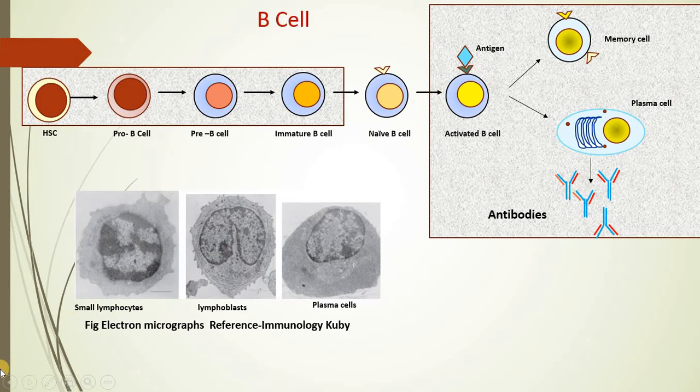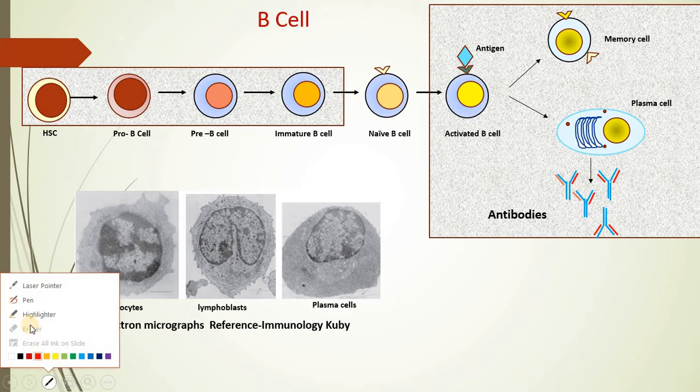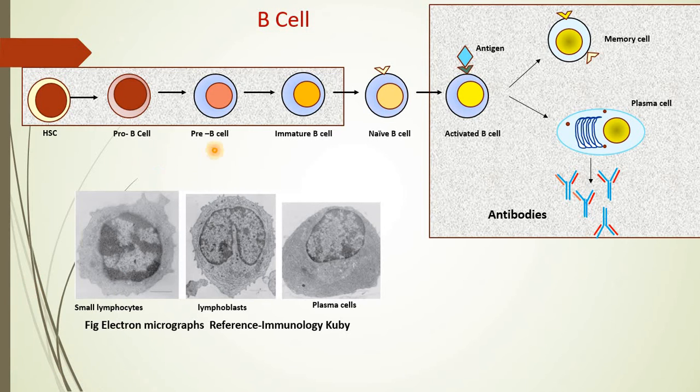Now these progenitor B cells have the ability to further differentiate into pre-B cells. These pre-B cells get transformed into immature B cells. So from the differentiation of hematopoietic stem cells to the immature B cell, these stages in the course of development of B cells are seen only in the bone marrow. Once immature B cells attain a certain size, they leave the bone marrow and come into the circulation.